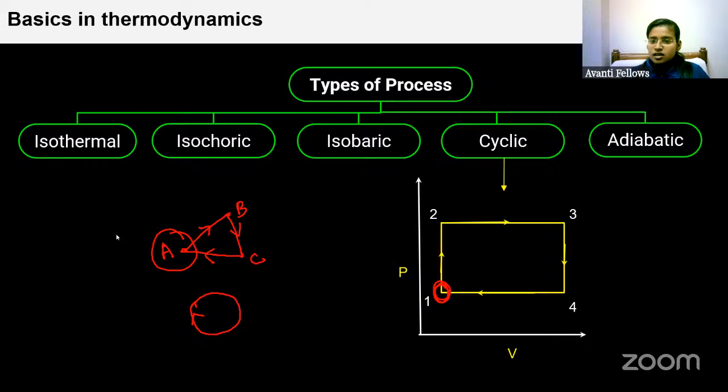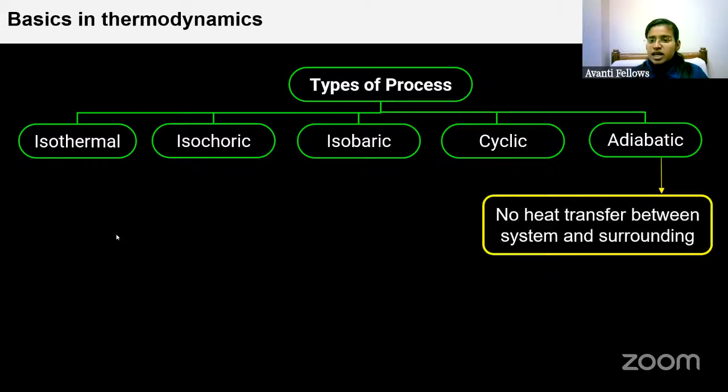Now coming to the last, the adiabatic process. Adiabatic means there is no heat exchange or heat transfer between the system and the surrounding. Heat is denoted by the letter Q, so Q will be 0. No heat transfer, right? So Q will be 0 for adiabatic process. So this is all about the types of process.